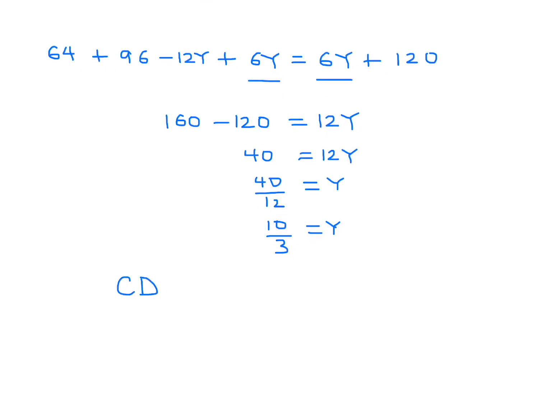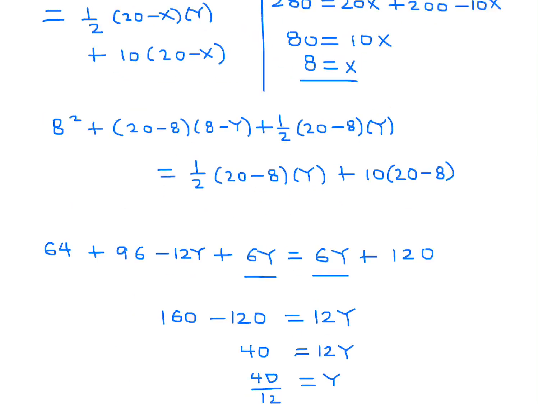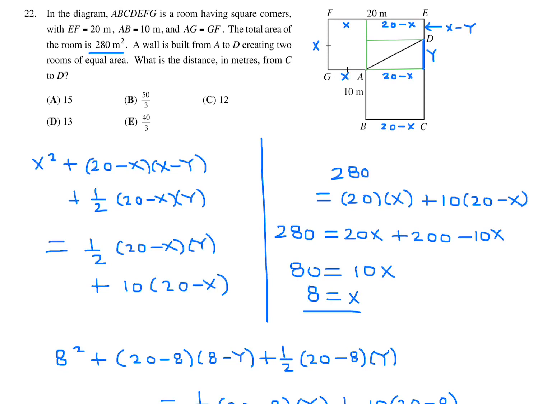So CD is equal to 10 plus y. 10 plus 10 over 3. Common denominator, and we get 30 plus 10, 40 over 3. 40 over 3 is choice E for number 22.